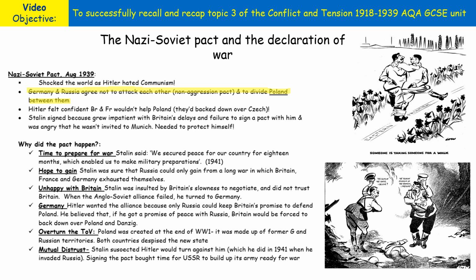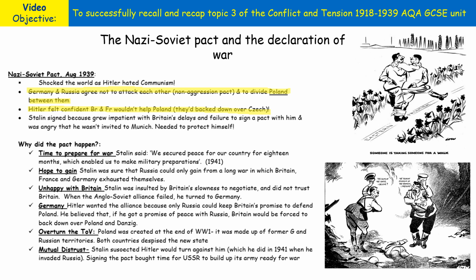Now, Hitler felt confident that Britain and France wouldn't help Poland because of the fact they'd backed down over Czechoslovakia and they'd appeared weak during the Sudeten crisis and the Munich conference. So Hitler was confident that Britain and France wouldn't declare war on Germany. However, as we know, when Germany did invade Poland on the 1st of September 1939, just 2 days later, on the 3rd of September, Britain declared war on Germany.